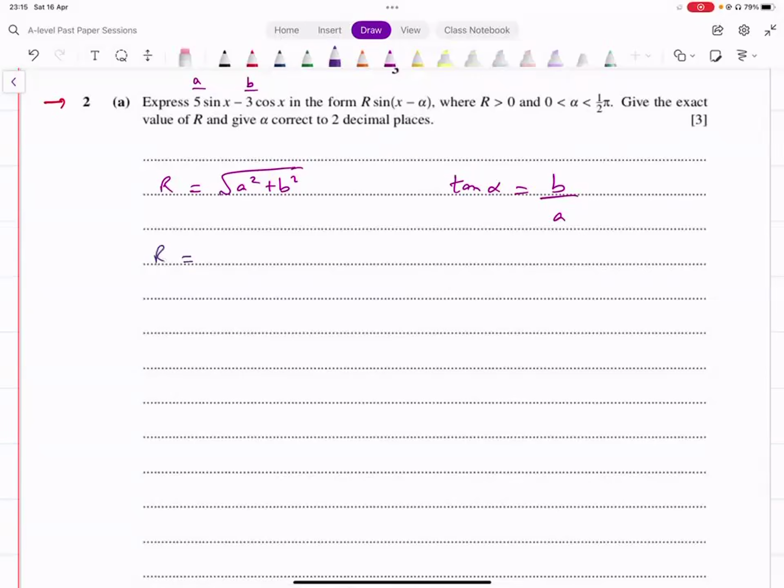r equals square root of a was 5 square, b was 3 square, and you'll get some result from this. 25 plus 9, that is 34. r equals square root of 34. ये value आ गई. Now we've got tan alpha. Tan alpha equals b over a. B is 3, a is 5, and we get a value of alpha from this.